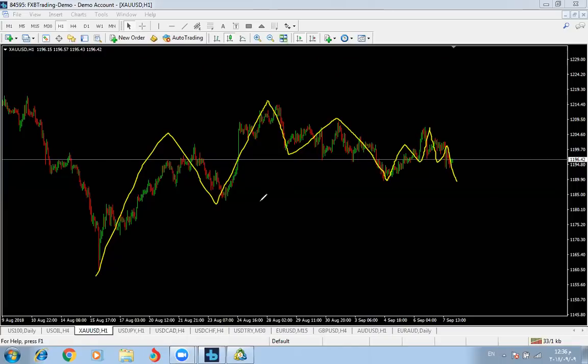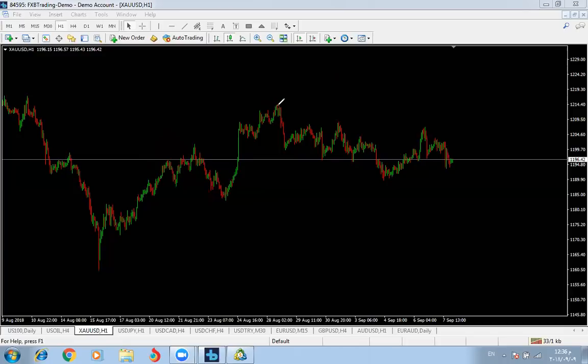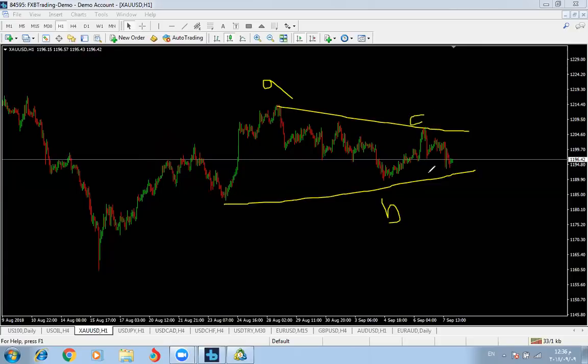consequences in this pair in the form of ABC movement. So the structure is a triangle. So this is the whole structure. This is A, this is B, this is C, this is D, and we are going to see the last leg to the upside before moving impulsively to the downside.